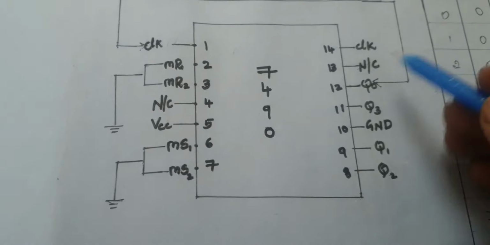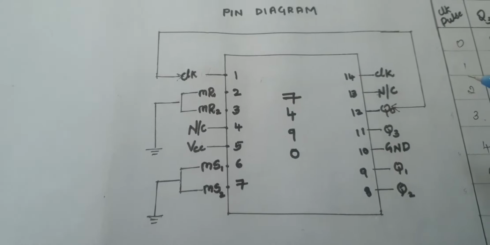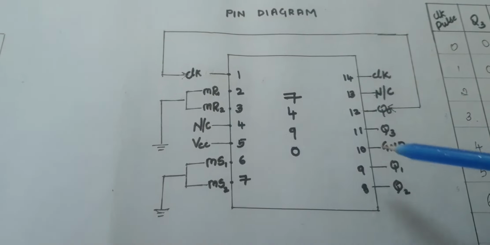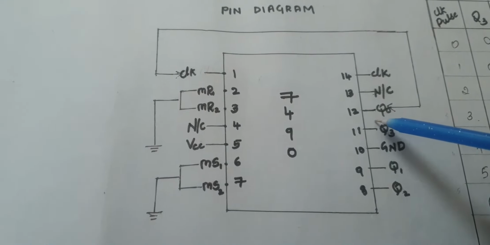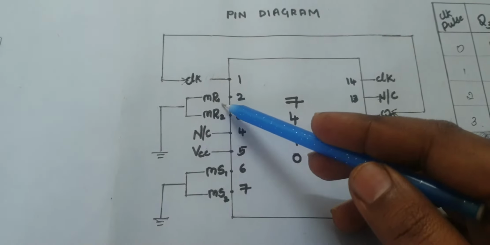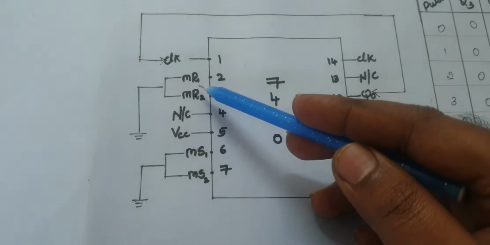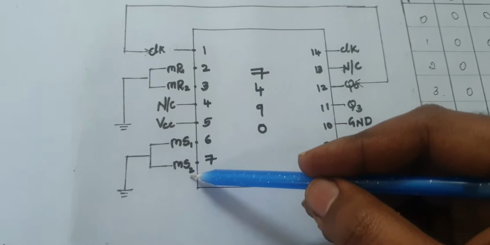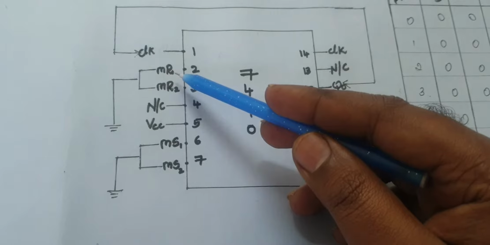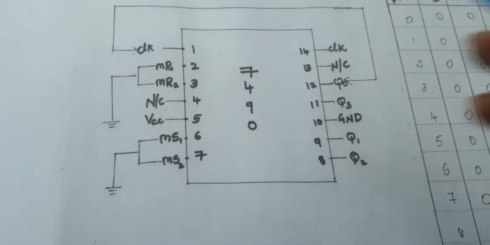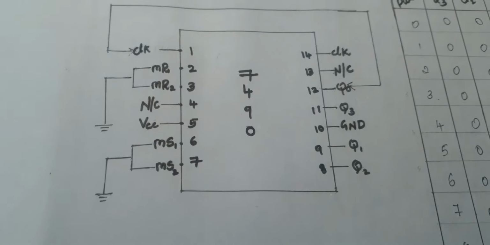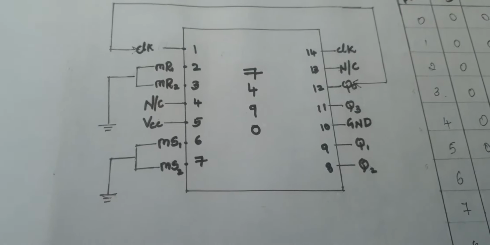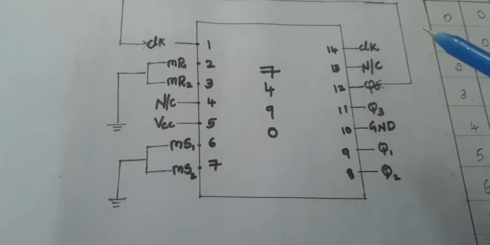So now let's see what all the pin diagram represents. So here we have it as a 14 pin IC. Your first pin is clock, which is always connected to your Q0. 2 and 3 are MR1 and MR2. MR1 means master reset. MS1 means master set. You need to know the difference between reset and set first. You need to be very clear about what you mean by reset and what you mean by set. Reset means it is always equal to 0. Set means it is always equal to 1.